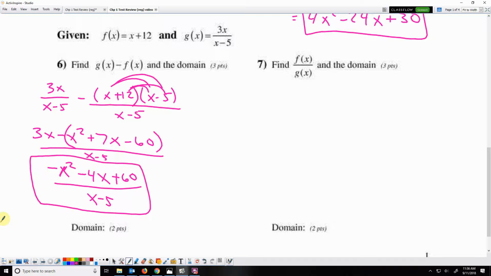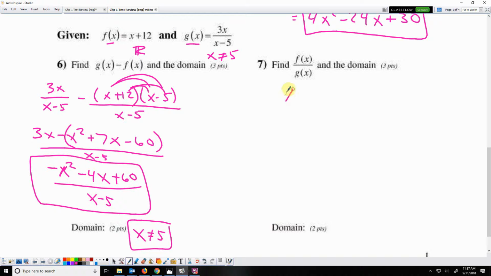Now we need to find the domain, and when we add, subtract, multiply, or divide, our domain has to satisfy the two original functions and our composition. Here, there's no denominator, there's no radical. X can be any number in the world, that's all real numbers. Here, our denominator cannot equal 0, which means x cannot equal 5. And here again, our denominator can't be 0, so x cannot be 5. So the only restriction for our domain is that x cannot equal 5.